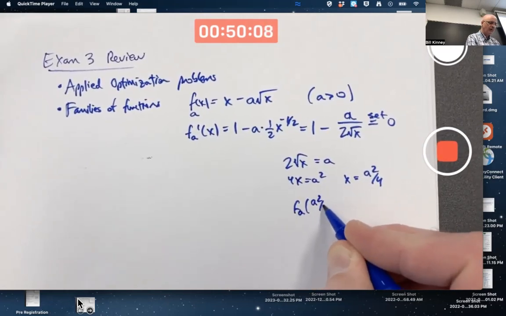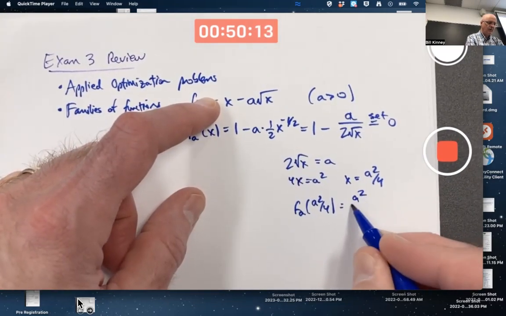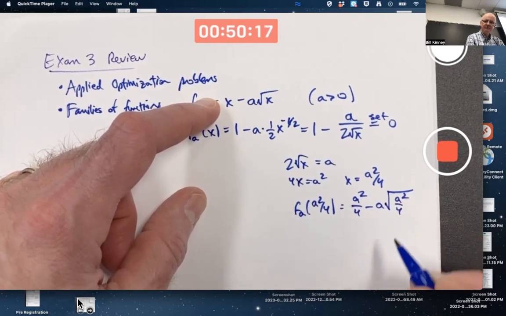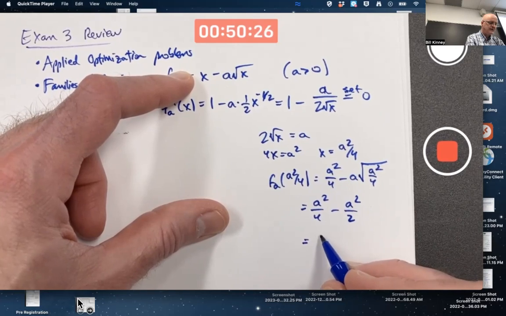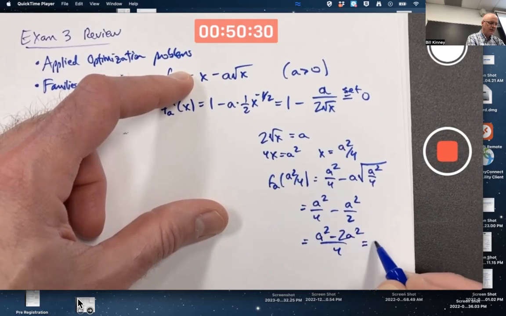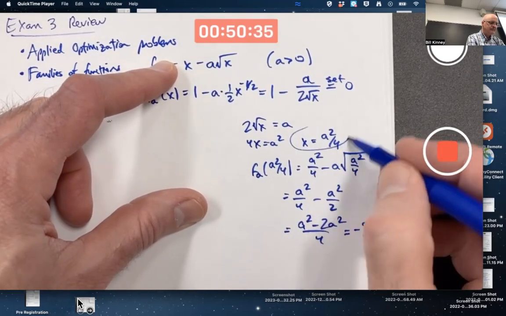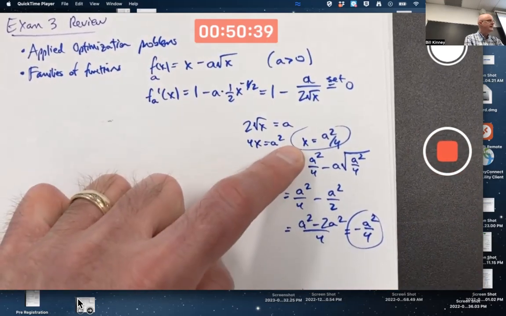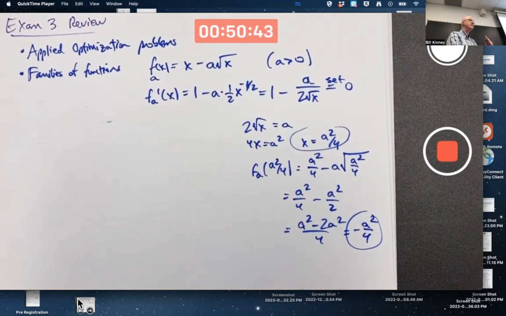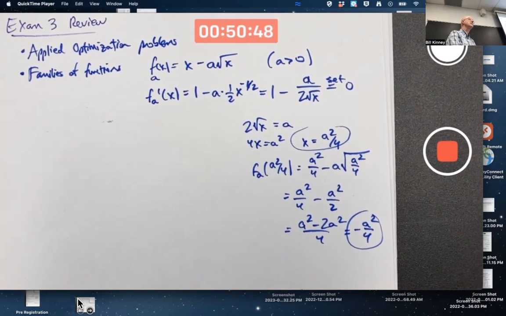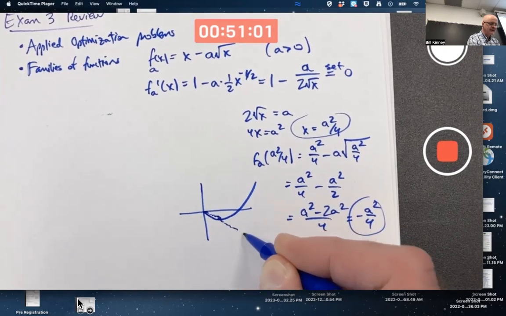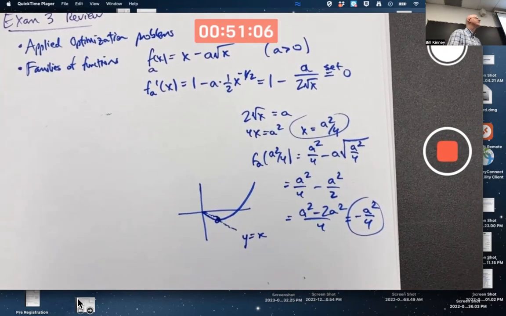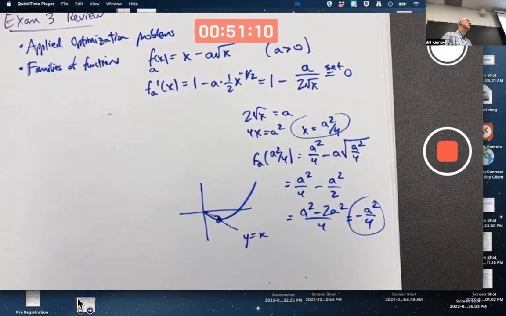F sub a of a squared over 4. Plugging it back up in here is a squared over 4 minus a times the square root of a squared over 4. A squared over 4 minus a squared over 2, which is a squared minus 2a squared over 4, negative a squared over 4. Yeah, I'm reconfirming what we found. The x coordinate of the critical point is this. The y coordinate is that. That'll be on the line with a slope of -1 through the origin. And as a increases, it moves away from the origin. So you can imagine graphs that are changing as a changes. They all tend to have this kind of shape. And this line is where the minimum is. That's the line y equals negative x. It goes to the lowest point in the graph. Being able to handle that kind of thing, probably for a different example, could come up on the exam.